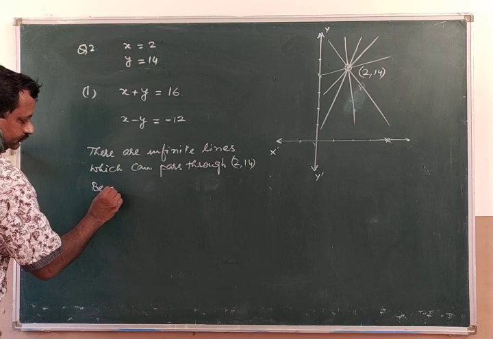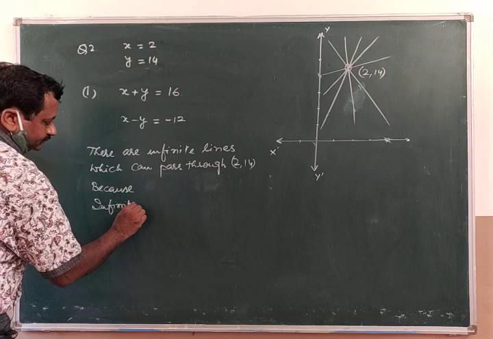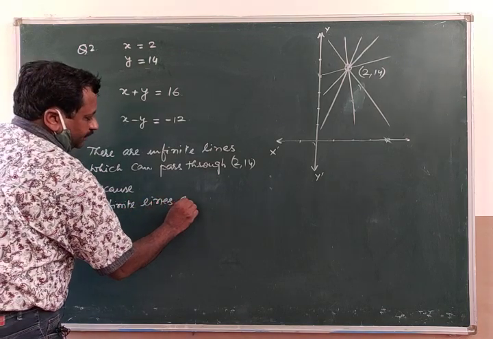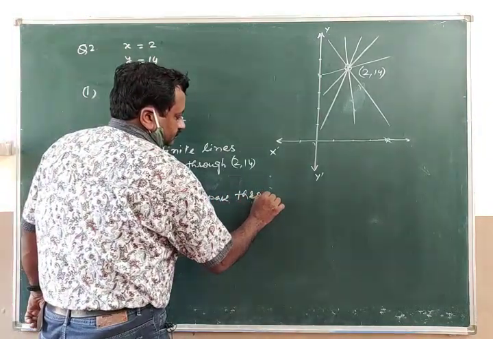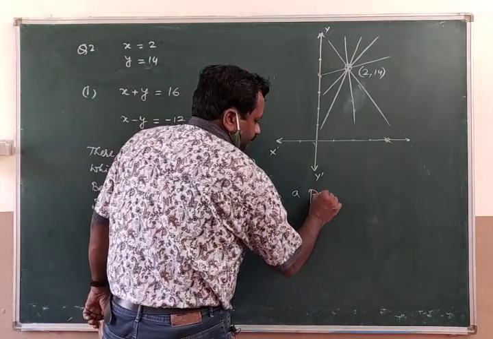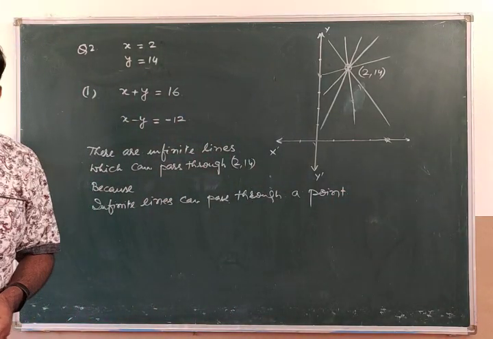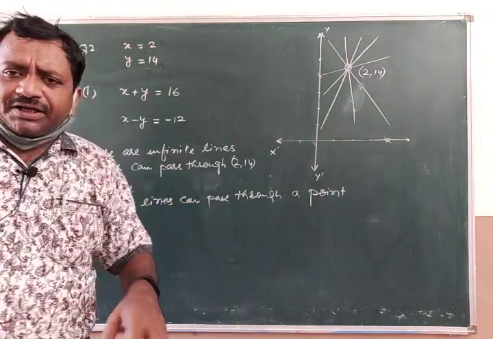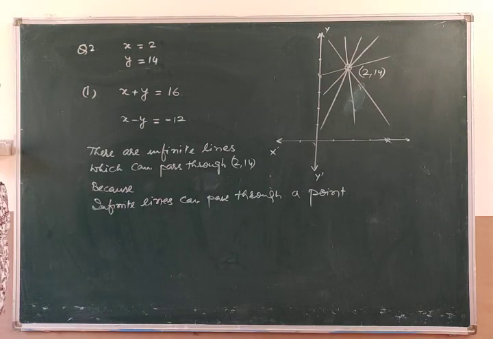Because infinite lines can pass through a point. That we already know, because in junior classes we have learned that from a point infinite lines can pass through, and from 2 points only one line can pass through. So this is the reason for the question asked.